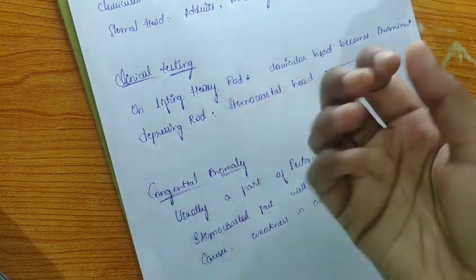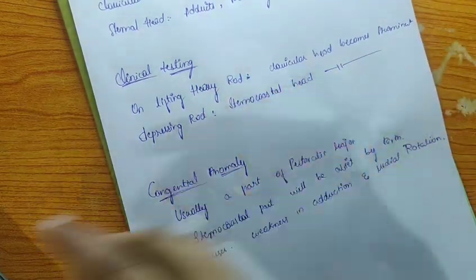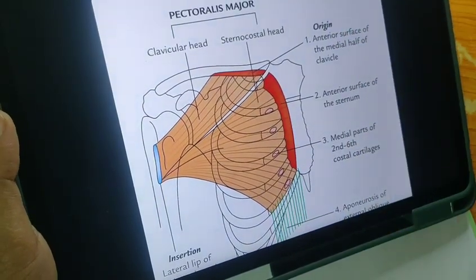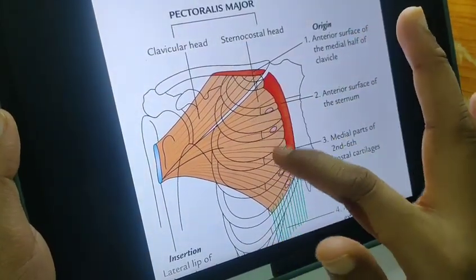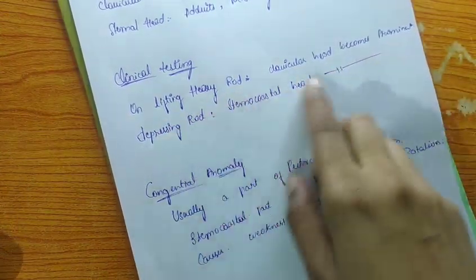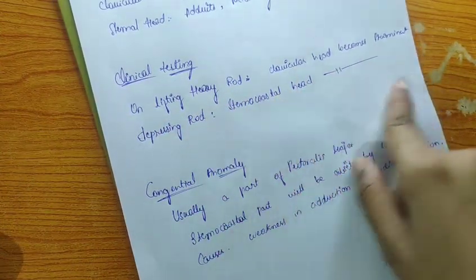Clinical testing: on lifting a heavy load, the clavicular head becomes prominent, and on depressing that load, the sternal head becomes prominent. As you can see, on lifting the heavy load the clavicular head becomes prominent, and on depressing, the costal head becomes prominent.